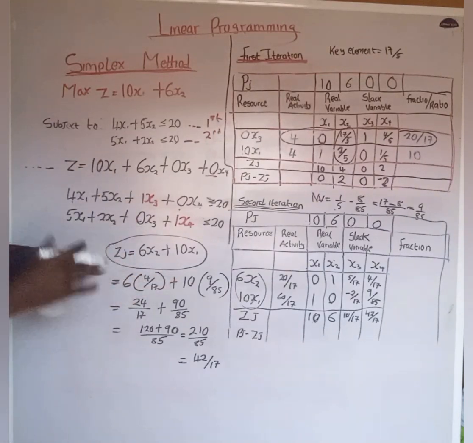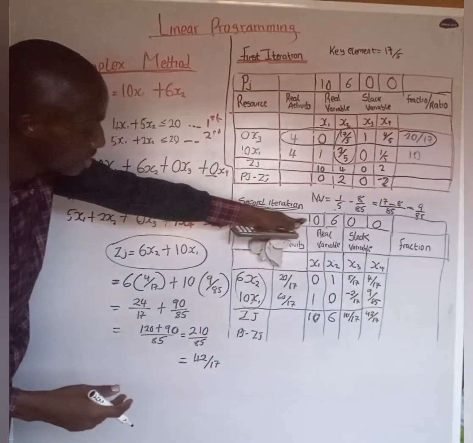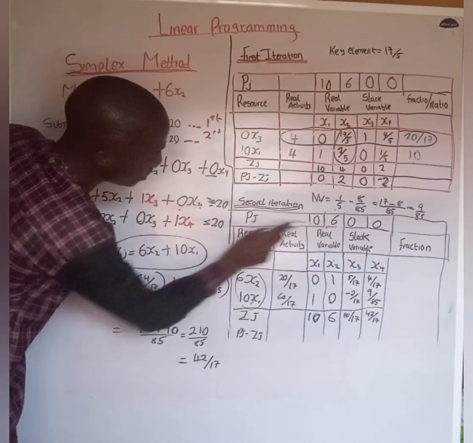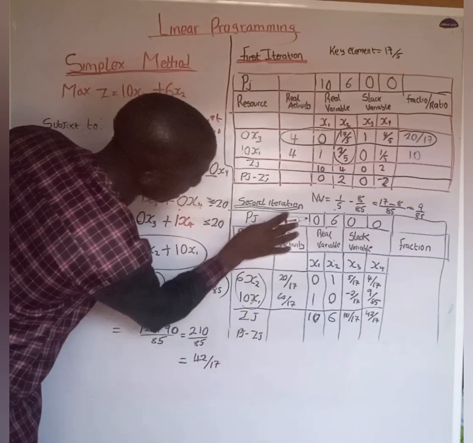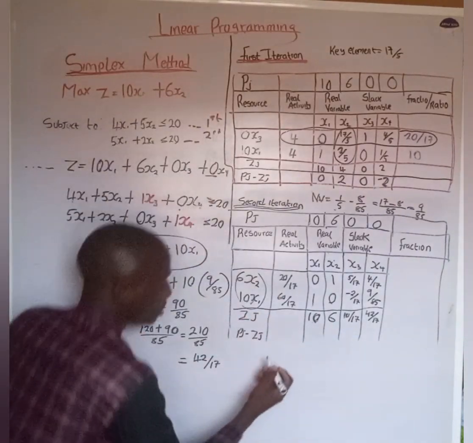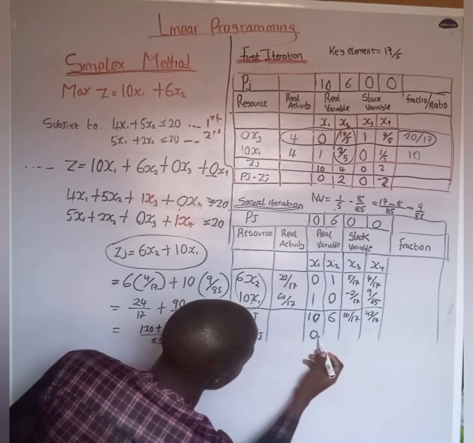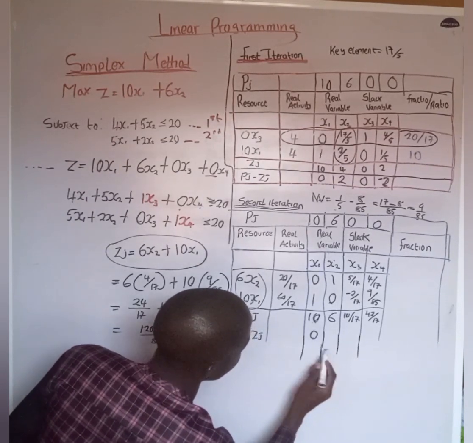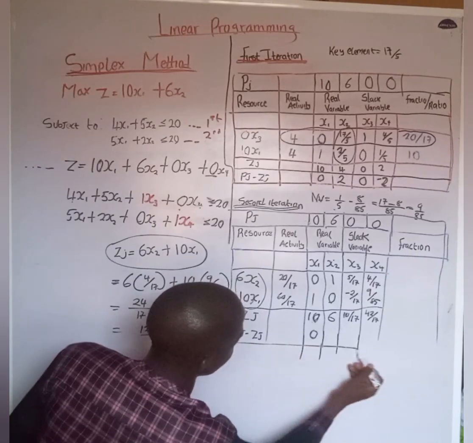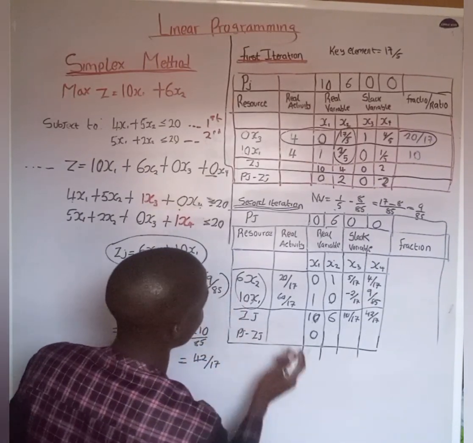So that you will not make any mistake, the value of pj is here. For this one, the pj is 10, and the zj is 10. The value of pj minus zj will be 10 minus 10, which gives me 0. So I'm going to have 0 in this place.